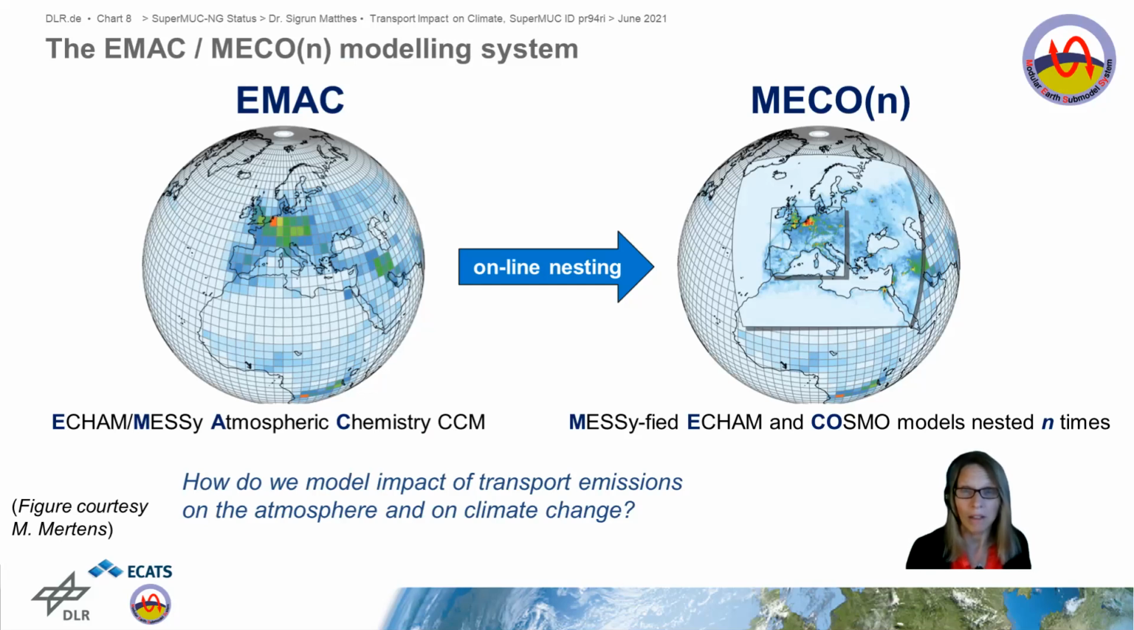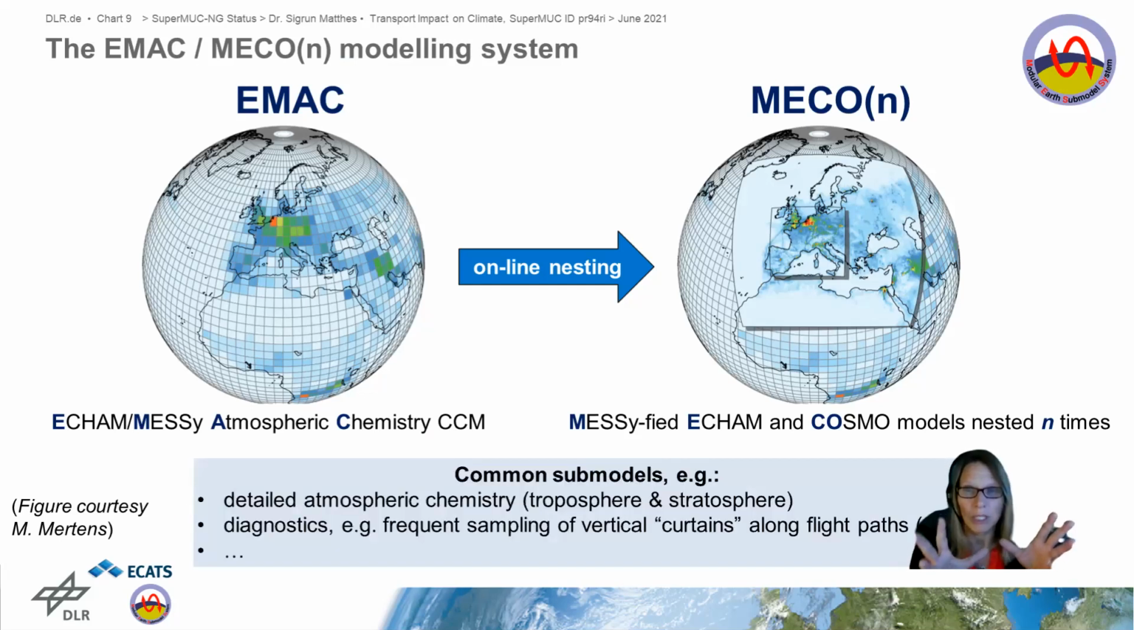What is particular here and what is unique is that in both model instances, we can be using the same submodels. That means we have atmospheric chemistry, and tropospheric and stratospheric chemistry, which are similar. And we can also use the same diagnostics. So that means we can have the same sampling, and we can have the same diagnostic modules, which we are using in both modeling domains.